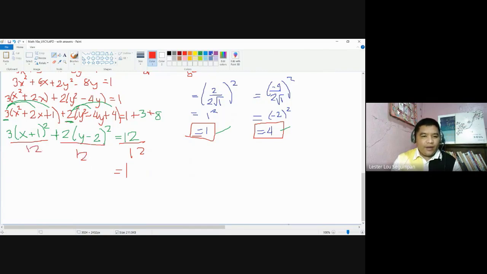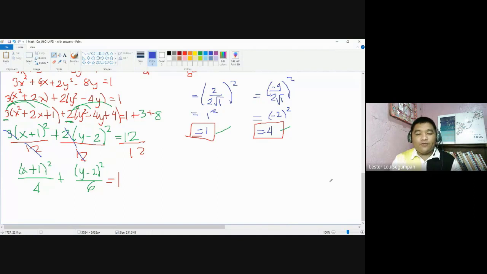So 3 divided by 12 is 1/4. This would mean that the result here is the square of x plus 1 over 4 plus, for the other side, 2 divided by 12 is 1/6. So you have here the square of y minus 2 over 6 and it's equal to 1. This is the standard form of the equation.